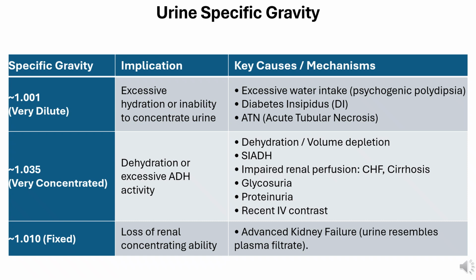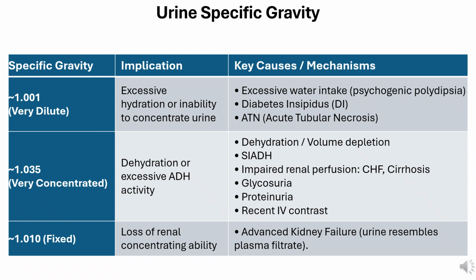A specific gravity close to 1.035 largely implies either dehydration or SIADH. It can also be seen in impaired perfusion, in CHF and cirrhosis, and glycosuria, proteinuria, and recent administration of IV contrast. They all lead to high specific gravity as well.